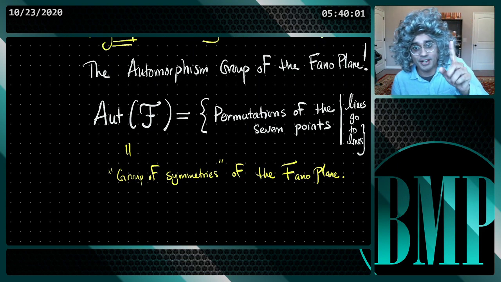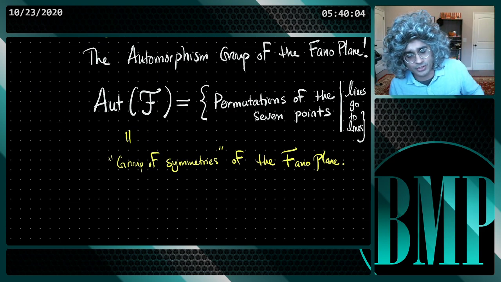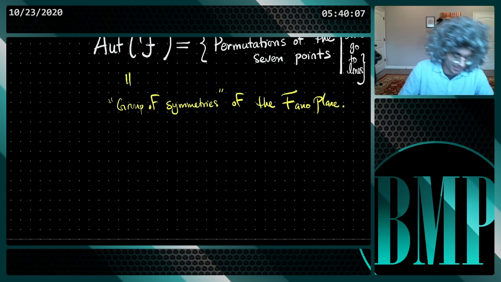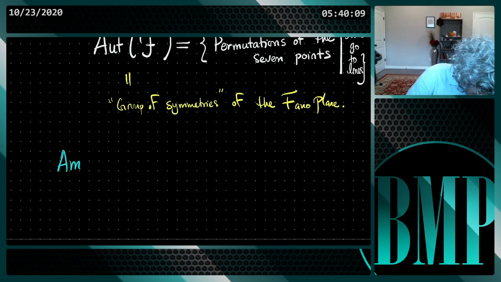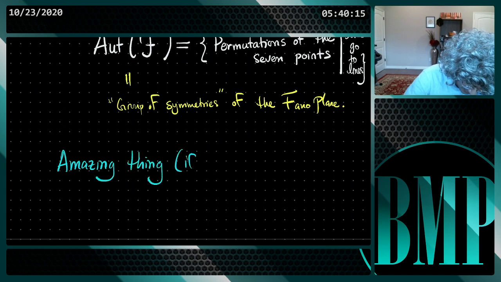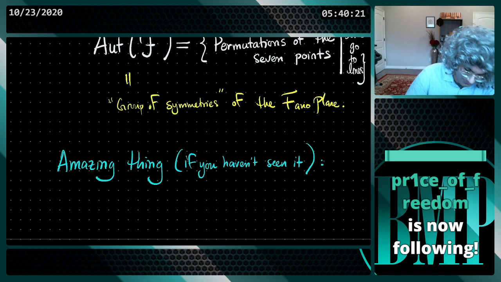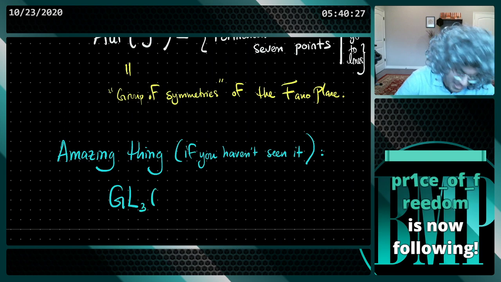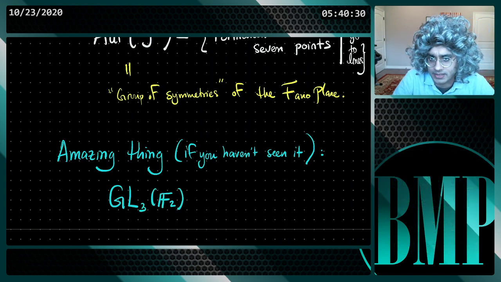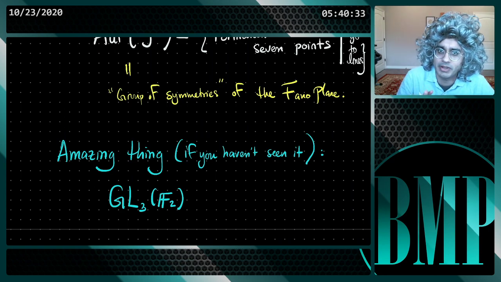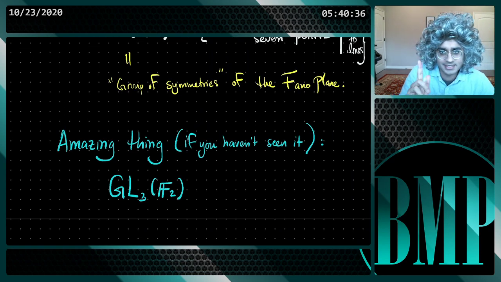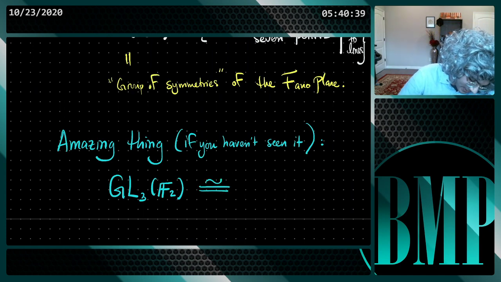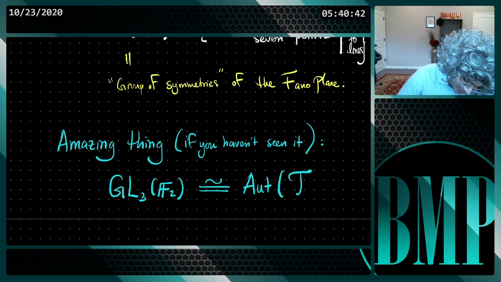Okay, now here's the thing I wanted to tell you about during this office hours. Very chill, simple office hours. All right, here's the amazing thing. You haven't seen it before. Remember that first group I told you about? Linear algebra over 0 and 1. Only zeros and ones. 3 by 3 matrix. Okay. This is isomorphic to the automorphism group of the Fano plane.